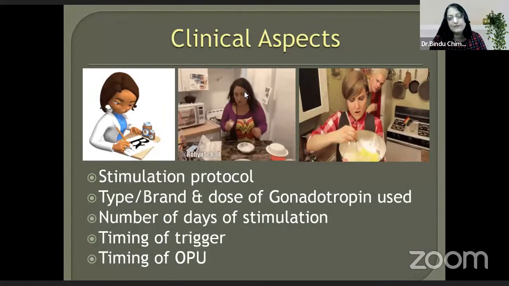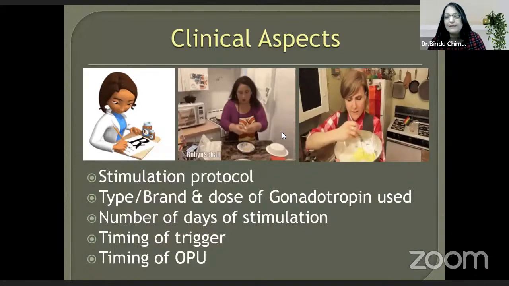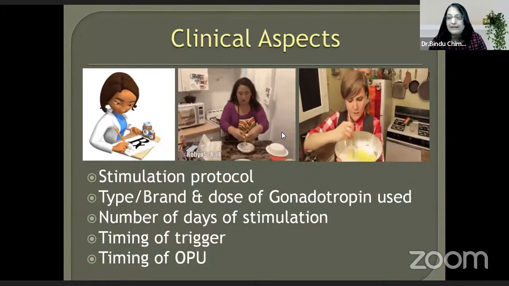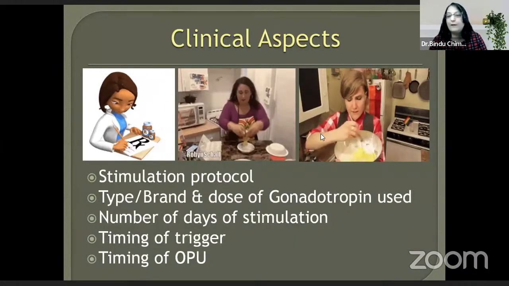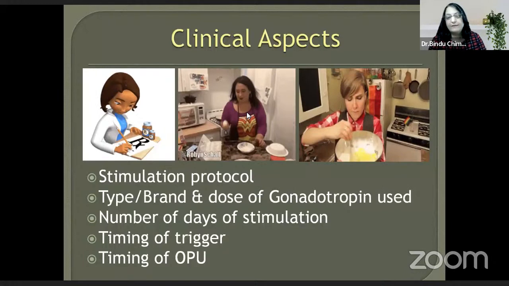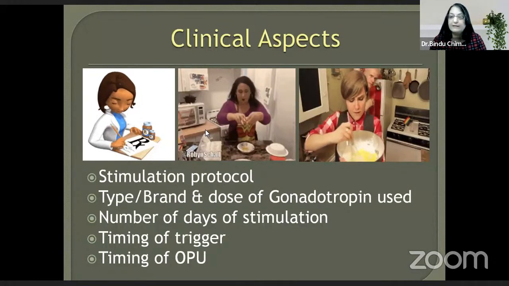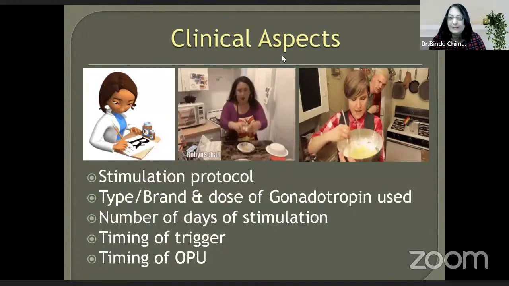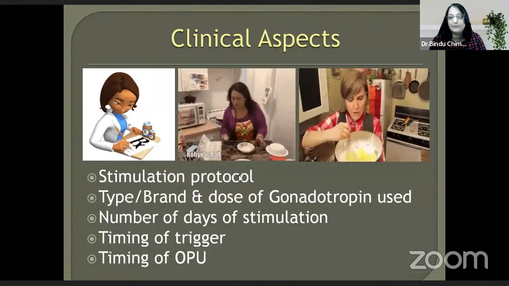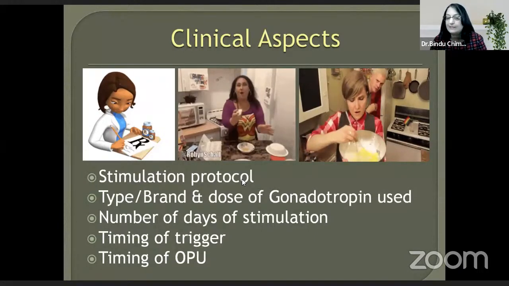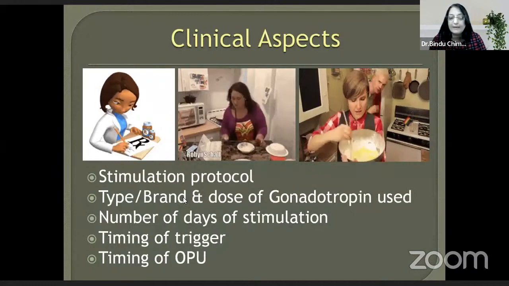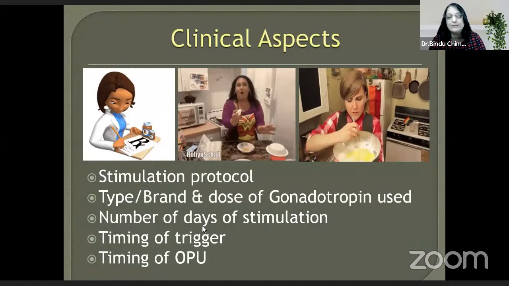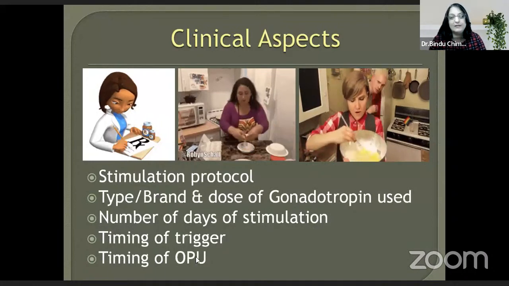And as has been rightly said, when we talk of oocyte morphology, apart from the inherent genetic factors or some unexplained causes, the main factors that influence oocyte quality and morphology are the clinical aspects. These include the stimulation protocol used, whether it is the short protocol, long protocol, agonist, or antagonist, the time, the brand, and the dose of gonadotropins used, the number of days of stimulation, the time of trigger, and the timing of oocyte pickup.